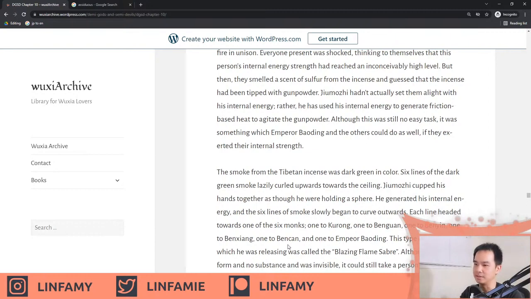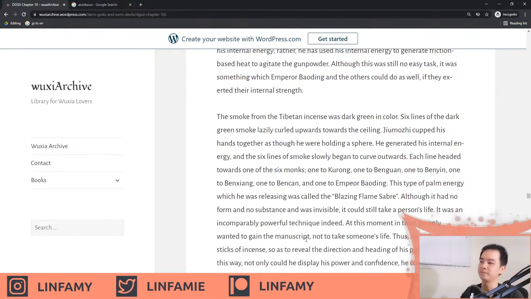Jiumozu cupped his hands together as though he were holding a sphere. He generated his internal energy, and the 6 lines of smoke slowly began to curve outwards. Each line headed towards one of the 6 monks. 1 to Kurong, 1 to Bunguan, 1 to Bunyin, 1 to Bunxiang, 1 to Buncan, and 1 to Emperor Baoding. He's fighting with smoke. This type of palm energy, which he was releasing, was called the Blazing Flame Saber. Although it had no form and no substance, it was invisible, it could still take a person's life. It was an incomparably powerful technique indeed.